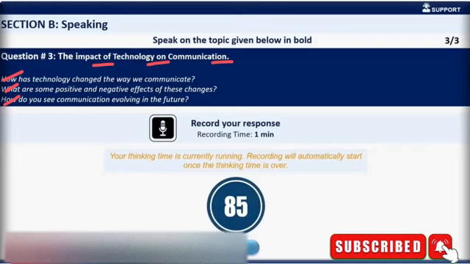However, it also has downsides such as reduced face-to-face interaction, the rise of misinformation, and the pressure to always be connected. In the future, I see communication becoming even more immersive with advancements like virtual and augmented reality. These technologies could make interaction more personal and lifelike, even from a distance, bridging the gap between the physical and digital worlds. While technology continues to shape communication, balancing its use with meaningful human connections will remain essential.